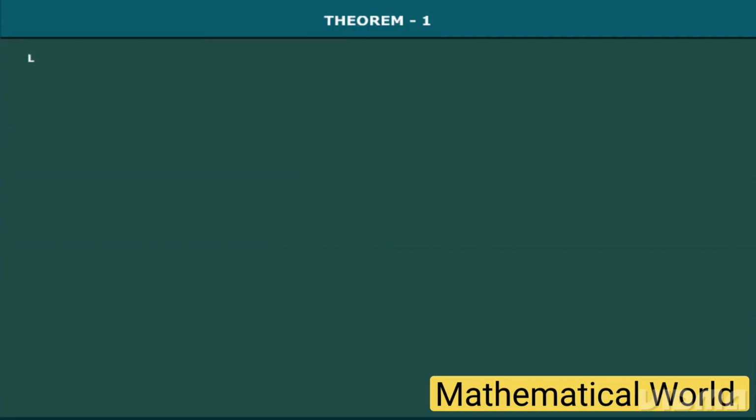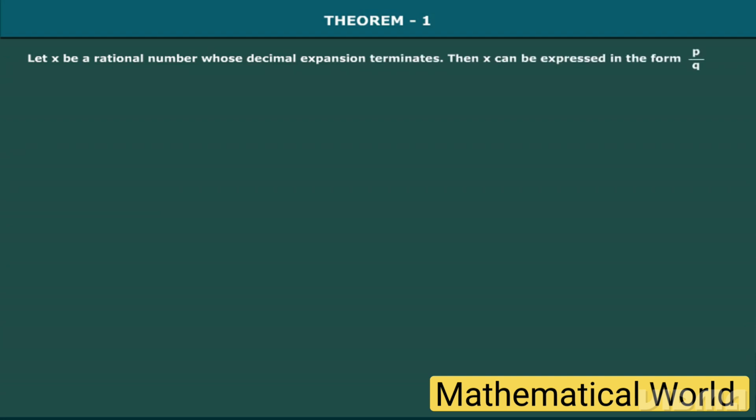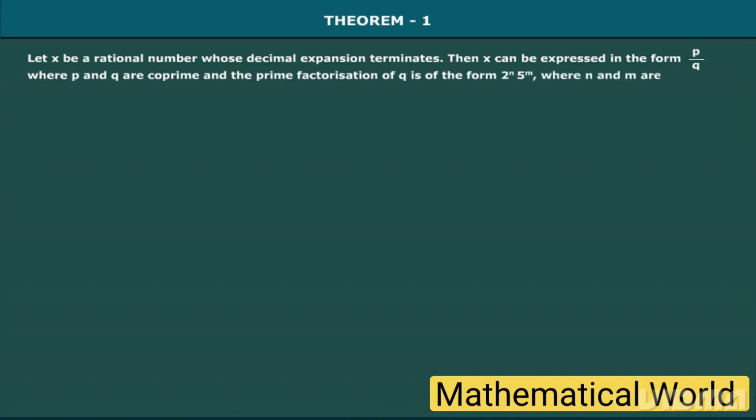Theorem 1. Let x be a rational number whose decimal expansion terminates. Then x can be expressed in the form p by q, where p and q are coprime, and the prime factorization of q is of the form 2 raised to the power n, 5 raised to the power m, where n and m are non-negative integers. Here is an example to understand this theorem.